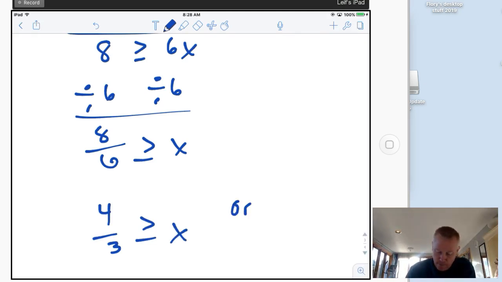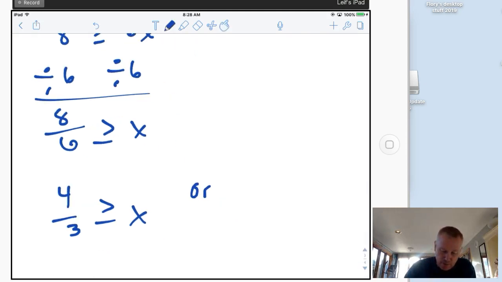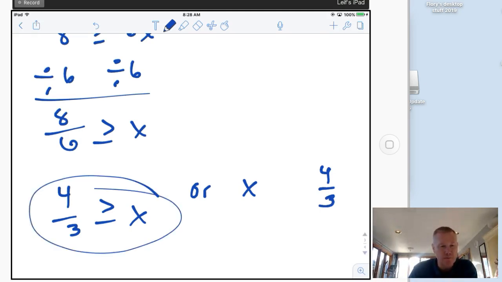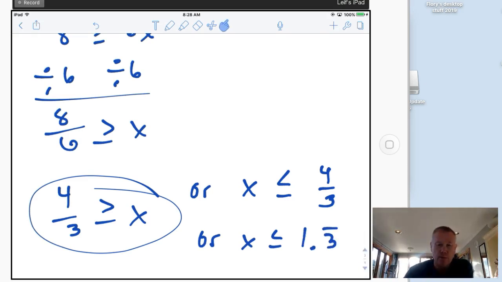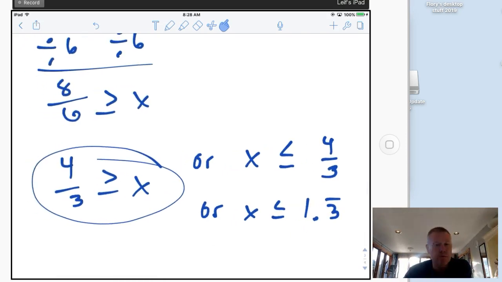Here's something worth noting too. Suppose I put the x over here and the 4/3 here. If you read this one, it says x is less than 4/3, which means you have to actually flip the sign since I flipped what's on each side of the inequality. Or I can also go x is less than or equal to 4/3, which is 1.3 repeating. Okay, so any of those three answers is fine for me.